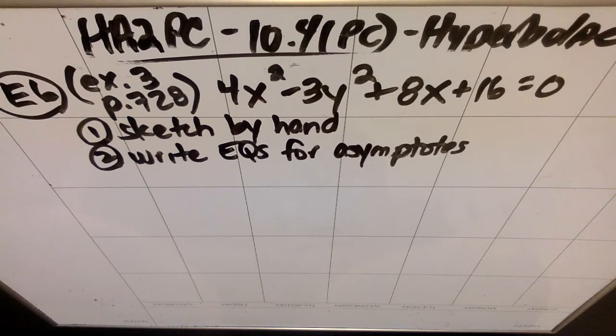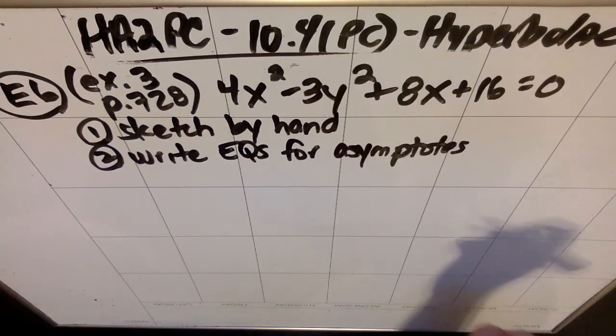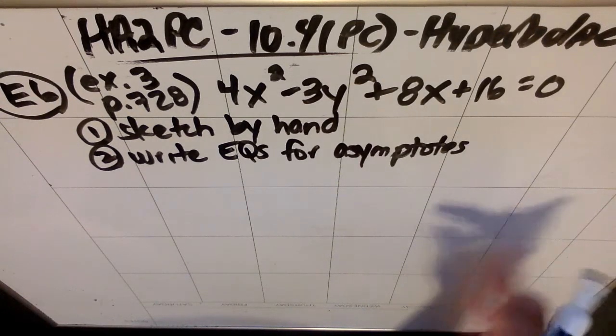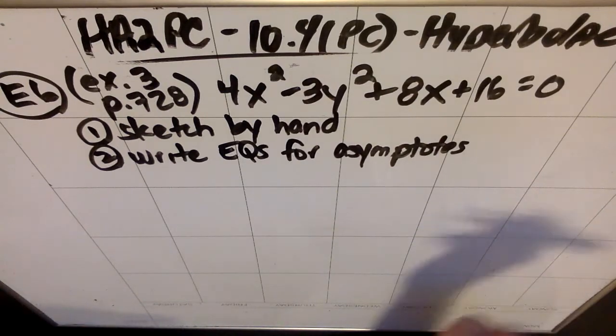So here we go. We have 4x squared minus 3y squared plus 8x plus 16, and we're asked to sketch by hand, which is going to involve finding the standard form of the equation, because that's how we can sketch by hand, and also write the equations for the asymptotes. So even though you're not expressly asked to find the equation in standard form, you kind of have to to sketch by hand. So I'm going to go ahead and do that first, right?